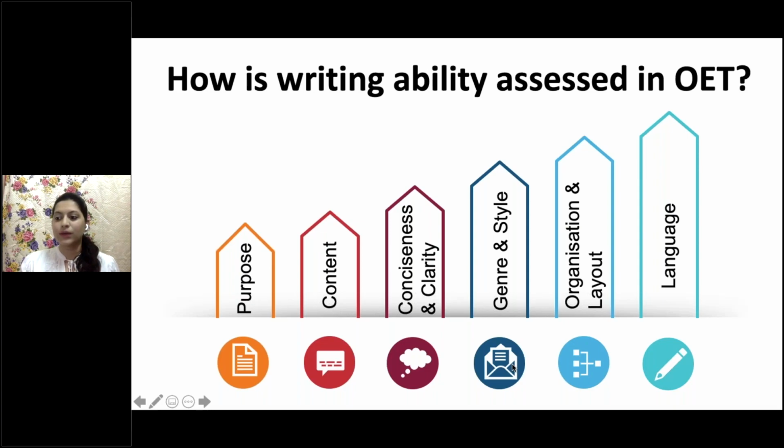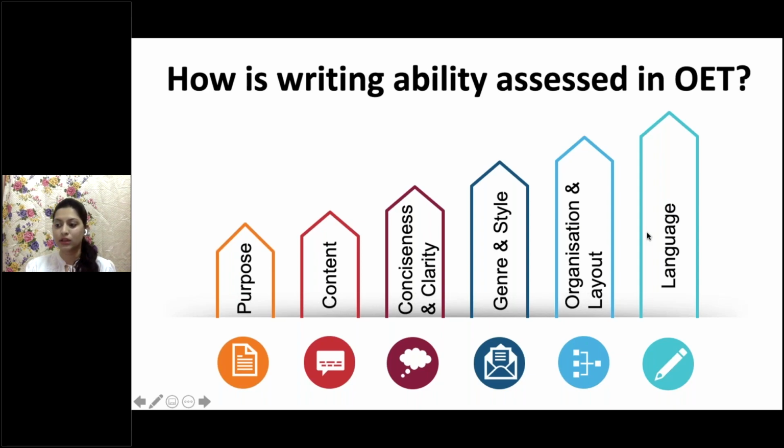Genre and style, whether the register, tone, and use of abbreviations are appropriate for the reader. For example, if you are writing a letter to a specialist, then you can use medical terminology. If it is for a layman, which is hardly ever the case, but if it is for a layman, then you will have to cut down on medical jargon. Next one is the organization and layout. If the letter is structured in a way which makes retrieval of information easy. This is a point that I will be expanding on in the next few slides.